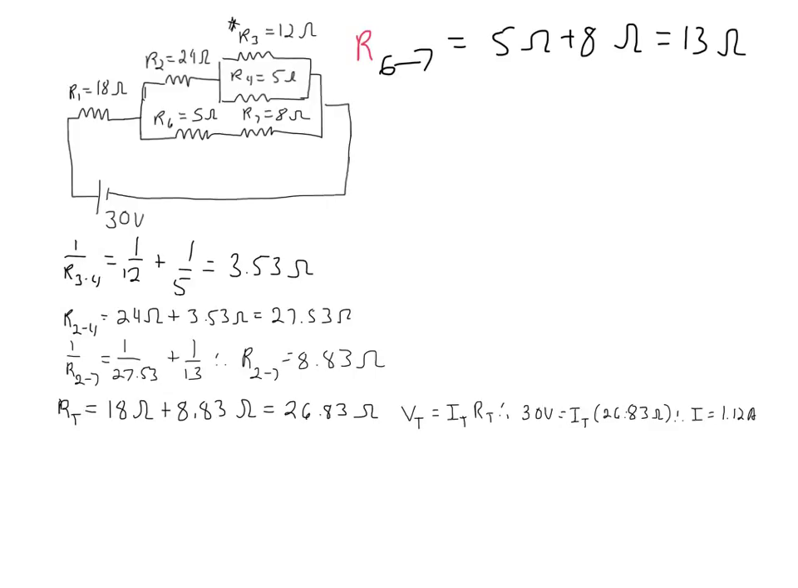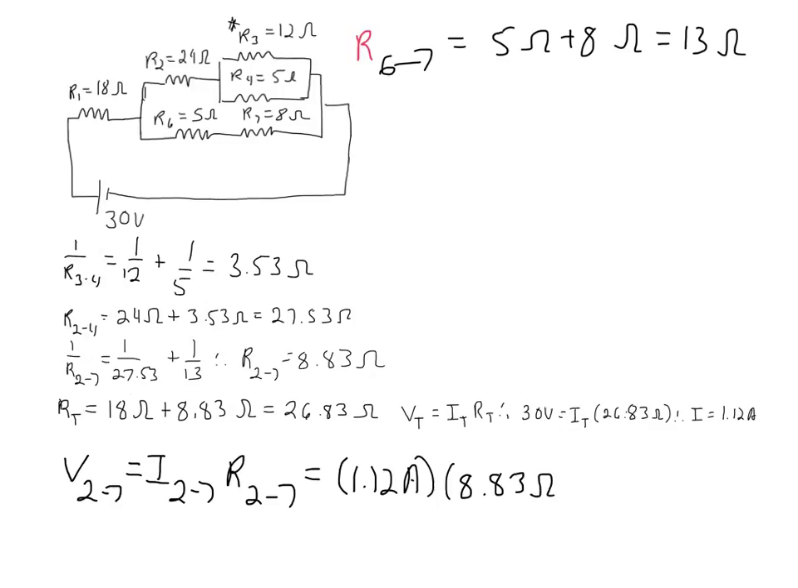So we say voltage 2 through 7 is equal to I 2 through 7, which we just found to be 1.12 amps, times the resistance of 2 through 7, which we found earlier to be 8.83 ohms. So we do I is 1.12 amps, R 2 through 7 is 8.83 ohms, and we do that math, we should get our voltage from 2 through 7 is 9.9 volts.